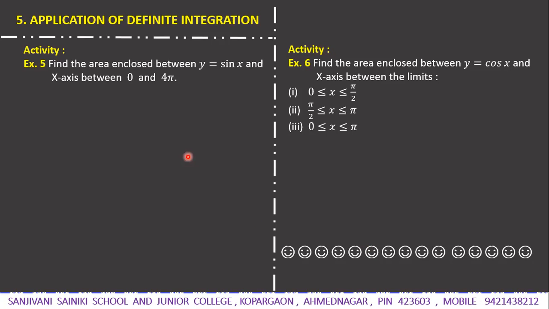Now this is the activity for you. You have to find the area enclosed between the curve y is equal to sin x, the x-axis and the lines 0 to 4 pi, the first activity. Then in the second activity we have to check the function cos x. The area bounded or enclosed by the curve y is equal to cos x and the x-axis between the limits. First problem is 0 to pi by 2, then second one is pi by 2 to pi, and the third one is 0 to pi. We have to find all these. Okay, then we will stop here now.